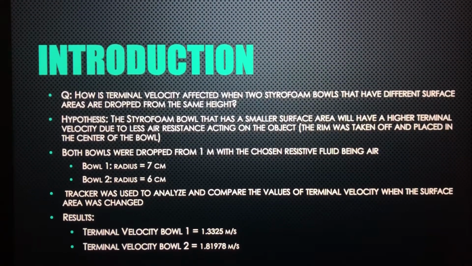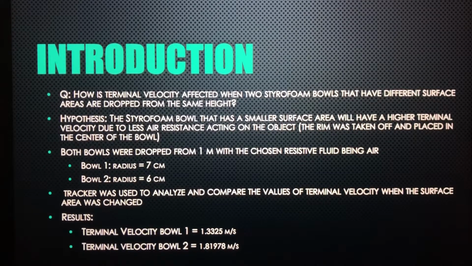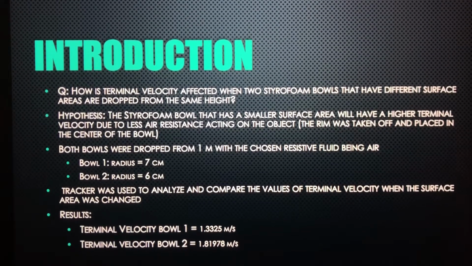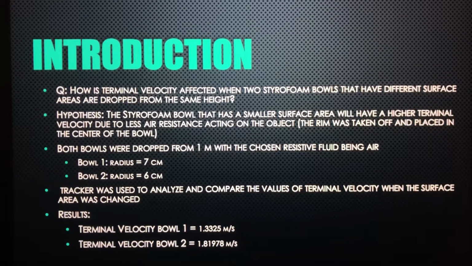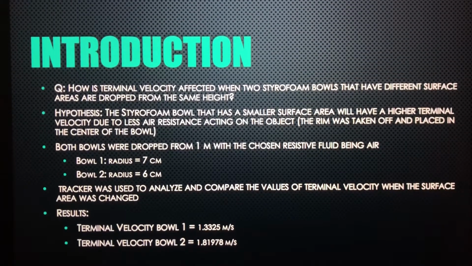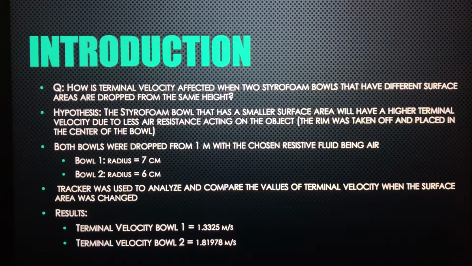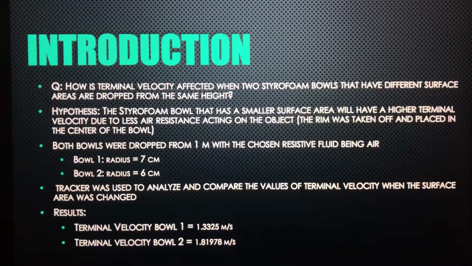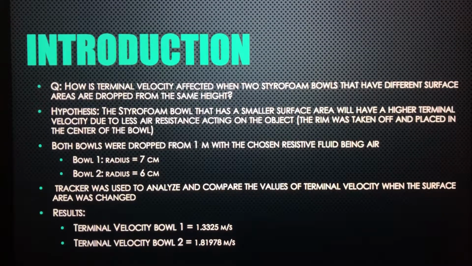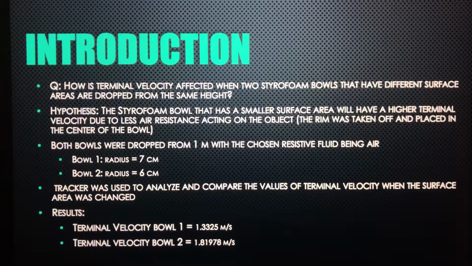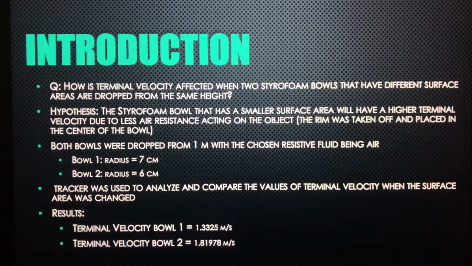We changed the surface area of the bowl by removing the rim and placing it in the center. Both bowls were dropped from a height of 1 meter, and the chosen resistive fluid was air. Bowl 1 had a radius of 7 centimeters, and Bowl 2 had a radius of 6 centimeters. Tracker software was then used to analyze and compare the values of terminal velocity when the surface area was changed. The results of the average terminal velocities are shown below.